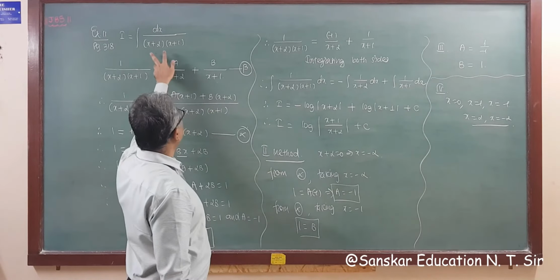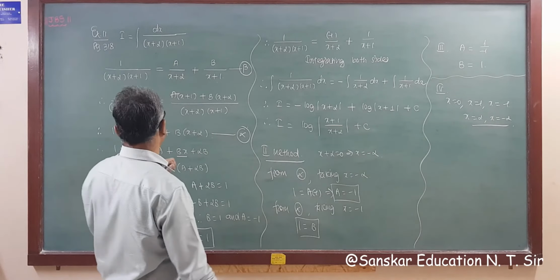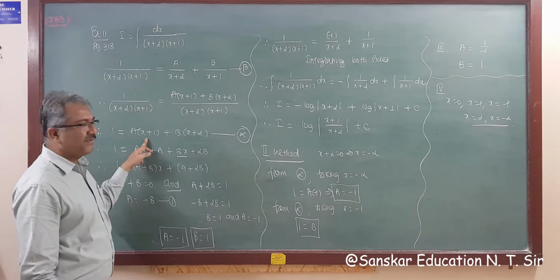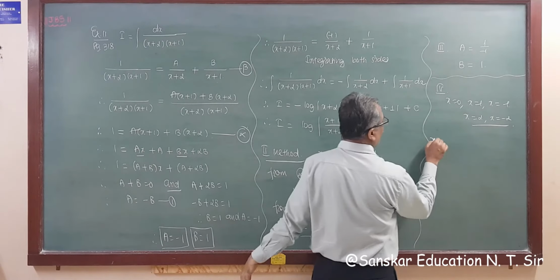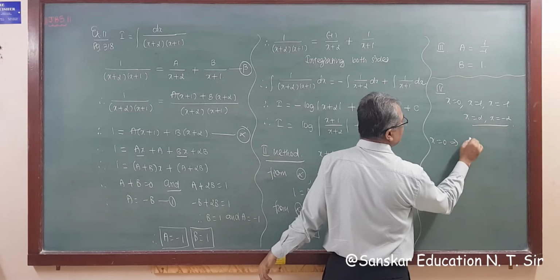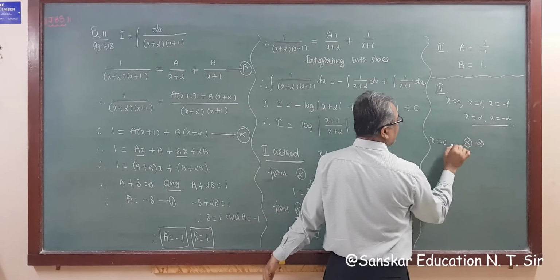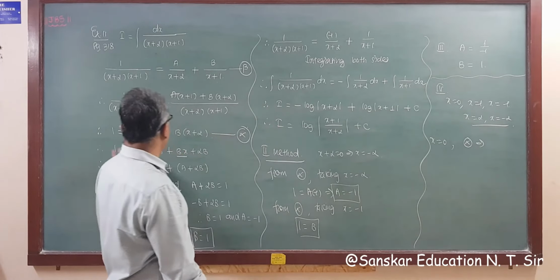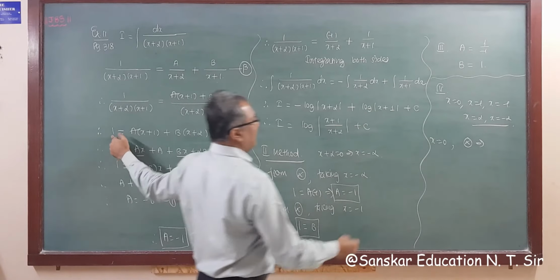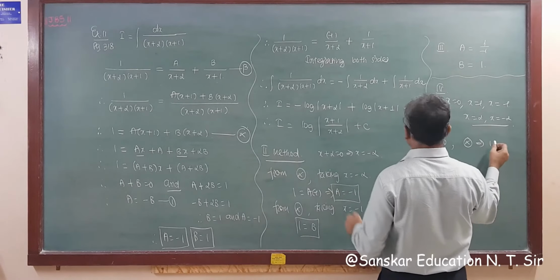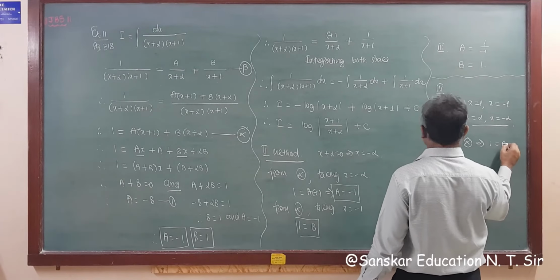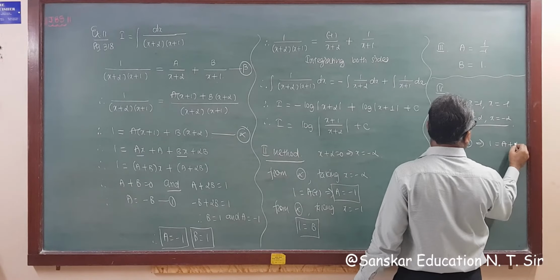Here there is no x0 and x1, so I am taking x equal to 0. If I take x equal to 0 from alpha, what do we get? Alpha implies a, so 1 is equal to a plus twice b, with x equal to 0.